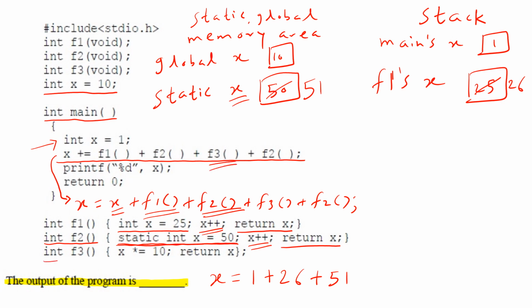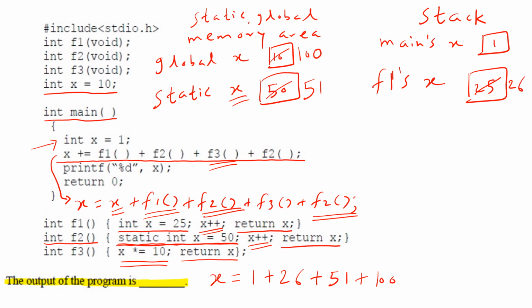Then we call f3. Now f3 does not have any declaration for x, as you can see. It simply multiplies x by 10. Which x will it access? The global x, because x is not declared in f3. So it is actually x is equal to x into 10. What is our global x? Global x is 10. So 10 into 10, that is 100. So global x becomes 100. I hope you understood this. Global x will be modified, and then we return that value which is 100. And then finally we are again calling f2.